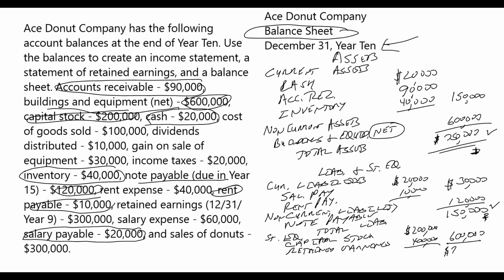$750,000. Does the balance sheet balance? Of course. 750,000 assets equals 150,000 plus 600,000, 750,000. I'm interested here in your making sure that you see what goes on each financial statement. I just want you to have a feel for the structure and content of the income statement, statement of retained earnings, and the balance sheet.